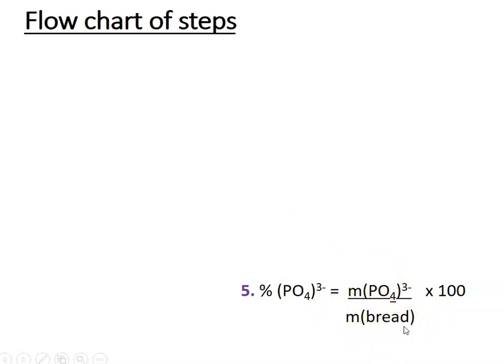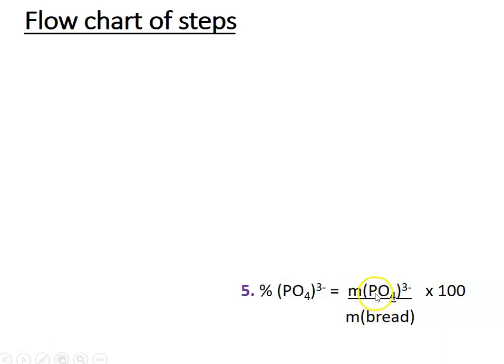You've got the mass of the bread. So if this was 10 grams and 5 grams of that was phosphate, then 5 out of 10 is a half, or 50% if you multiply it by 100. So if you have 5 grams in 10, you've got 50% phosphate.